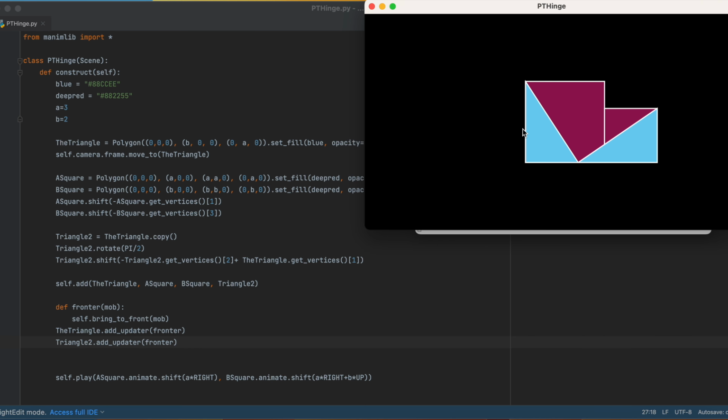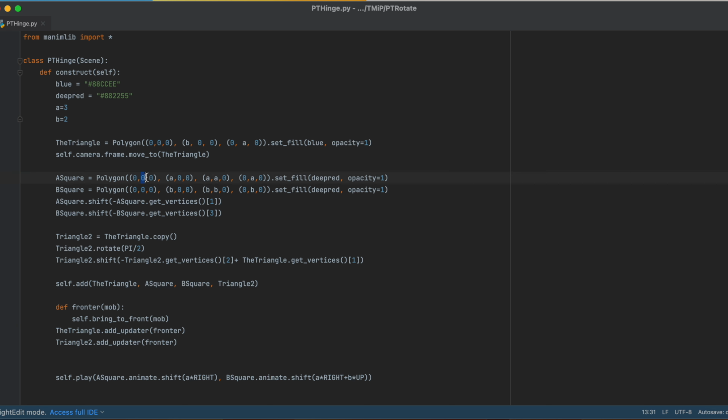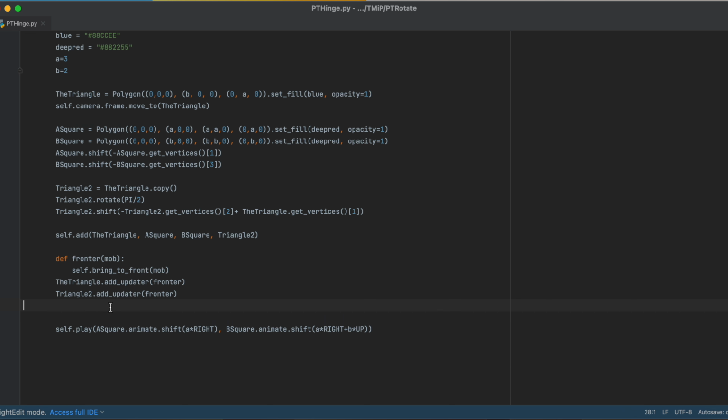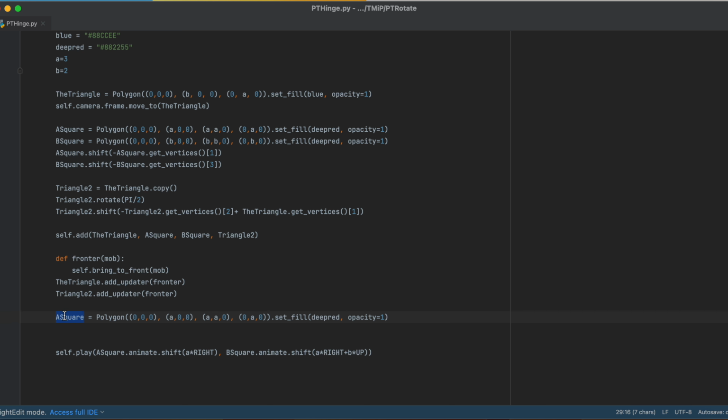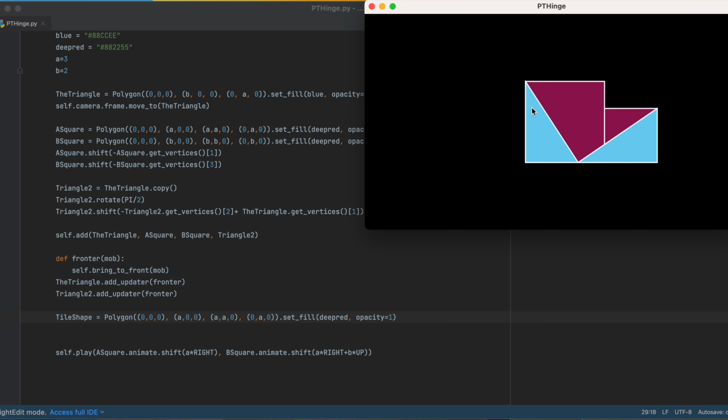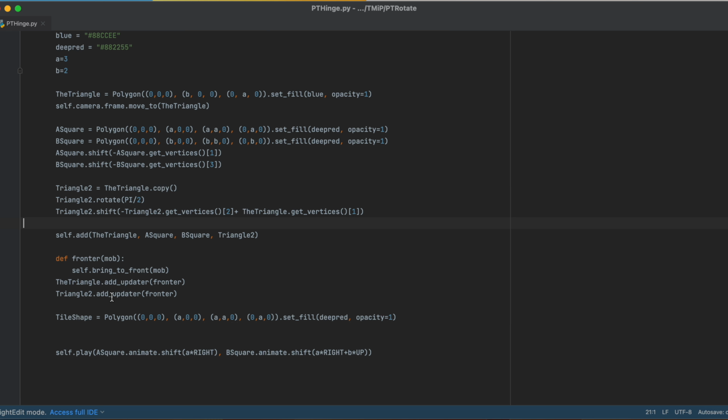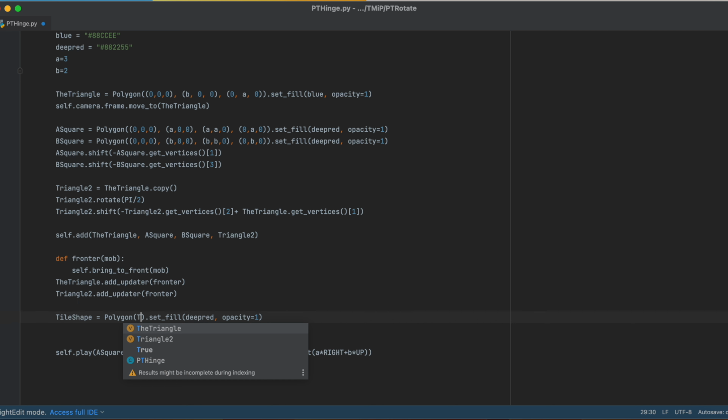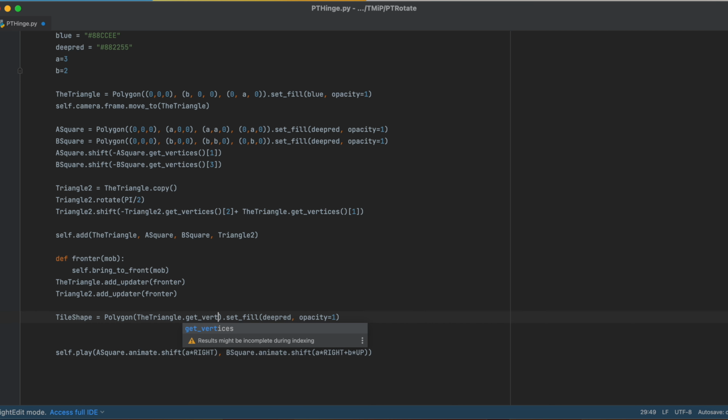So to do that, I just create a polygon. So I'll go up here. I've already drawn a polygon, which is a square. I don't really know what to call this one, so I'll just call it tile shape. It's sort of this weird broken tile. And it's going to start here. So this is the vertex 2. Again, the vertices go 0, 1, and 2. So it's vertex 2 of the triangle. So the first vertex here is the triangle dot get vertices, and that's vertex 2.